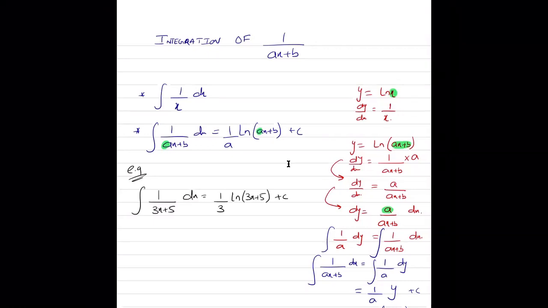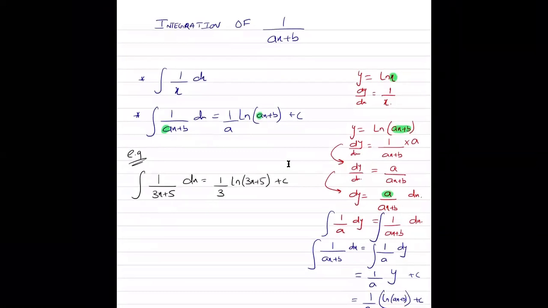Now, instead of teaching like this, what I also tell my students is, to identify where the integration is going to be in a form of ln, you just observe this. Okay, I'm going to do this example again.